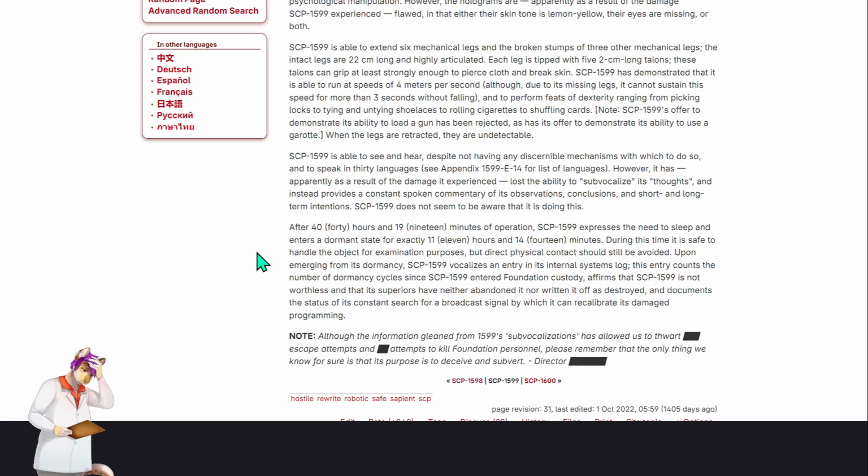Upon emerging from its dormancy, 1599 vocalizes an entry into its internal systems log. Entry counts the number of dormancy cycles since it entered Foundation custody, affirms that 1599 is not worthless, and that its superiors have neither abandoned it nor written it off as destroyed, and documents the status of its constant search for a broadcast signal by which it can recalibrate its damaged programming. Note: although the information gleaned from 1599's sub-vocalizations has allowed us to thwart [redacted] 100 escape attempts and [redacted] 100 attempts to kill Foundation personnel, please remember that the only thing we know for sure is that its purpose is to deceive and subvert.